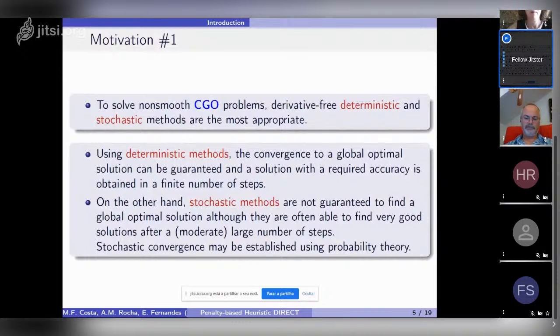To solve non-smooth CGO problems, derivative-free, deterministic, and stochastic methods are the most appropriate. Using deterministic methods, the convergence to a global optimal solution can be guaranteed. On the other hand, stochastic methods are not guaranteed to find a global solution, although they are often able to find very good solutions after a large number of steps.